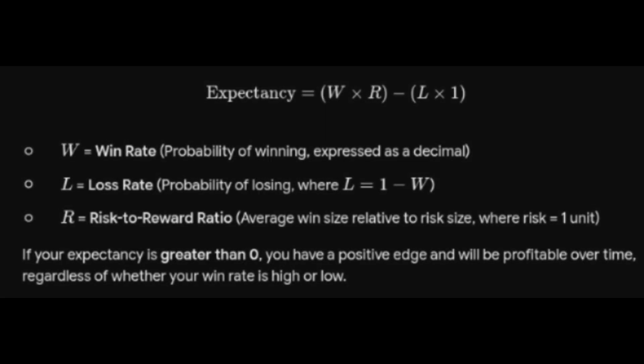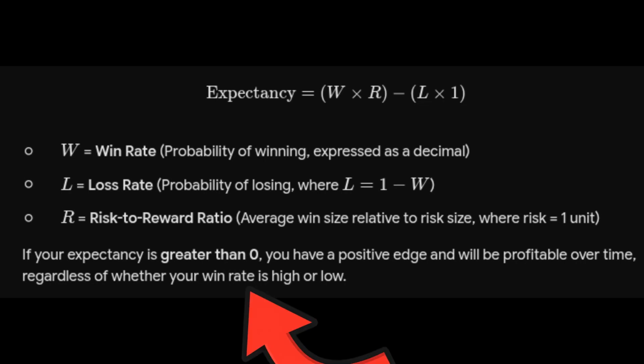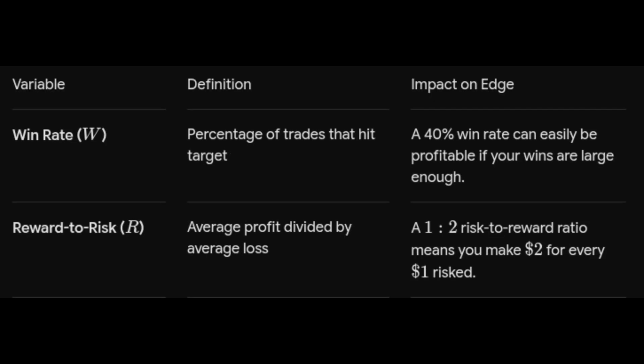All you really need to know is that your expectancy equals your win rate times your risk to reward ratio minus your loss rate. If your expectancy is greater than 0, you have a positive edge and you can be profitable. Your win rate is the percentage of trades that hit your target. Your loss rate is the percentage of trades that hit your stop loss. Your risk to reward ratio is essentially how much you're risking per trade versus how much you will be making if that trade hits your take profit.